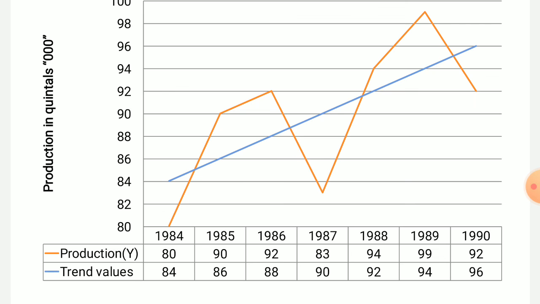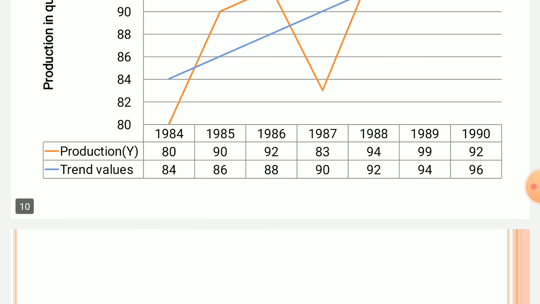These trend values are to be plotted on a graph sheet, and a smooth curve line is to be drawn. That smooth curve line shows the direction of the trend. This is plotting and drawing the actual data as well as the trend line or trend values. This is called the method of least squares.